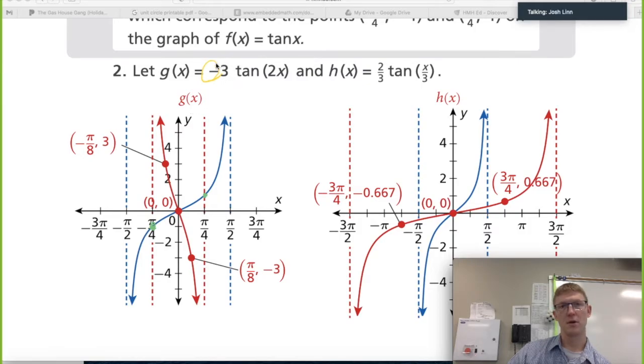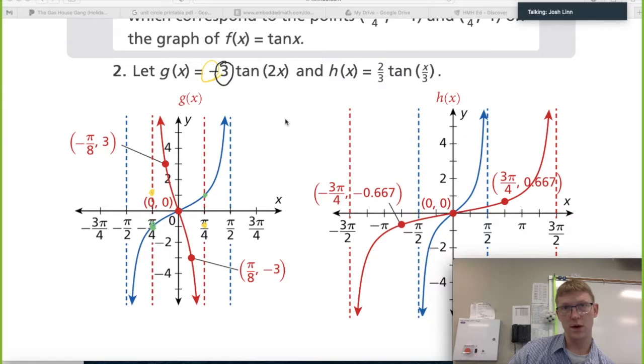Yeah, a vertical stretch. So since it's vertical, it's going to be reflected around the x-axis. So if our green is our initial points, our yellow is our new reference points. Okay? So then let's use black for our 3. So that 3 is a vertical stretch.